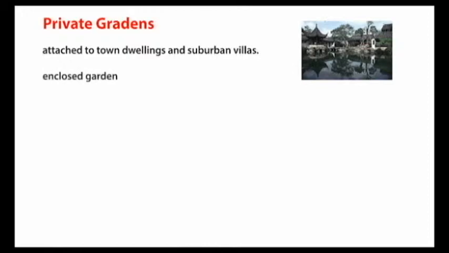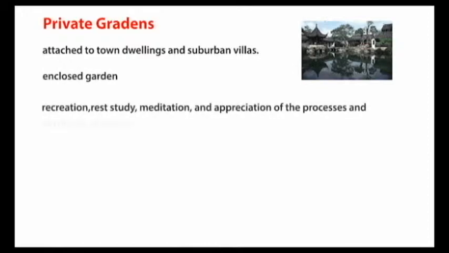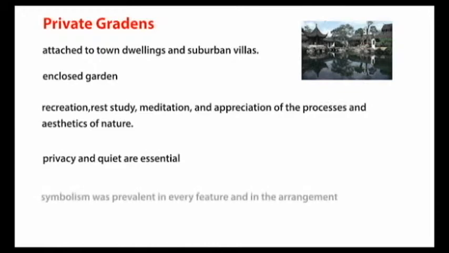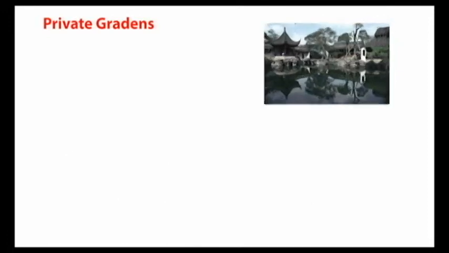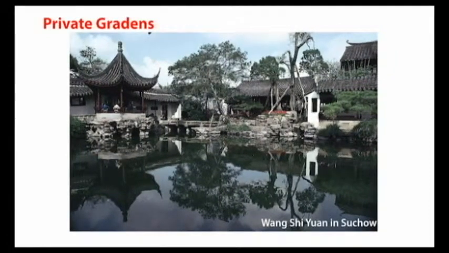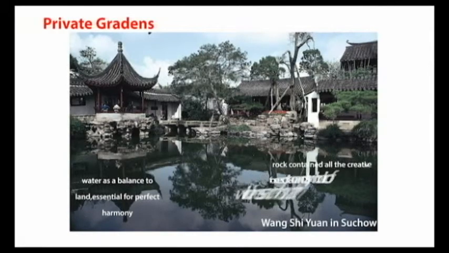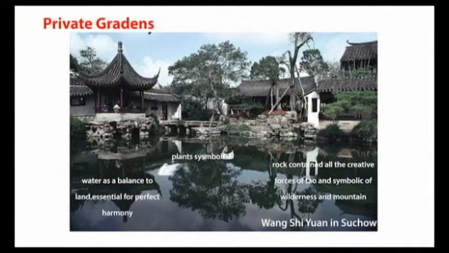It is an enclosed garden used for a variety of purposes such as recreation, rest, study, meditation, and appreciation of the processes and aesthetics of nature. Privacy and silence are essential. Symbolism was prevalent in every feature and in the arrangement. Water as a balance to land was essential for perfect harmony. Rock contained all creative forces of Tao and was symbolic of wilderness and mountain. Plants symbolize man's life in the universe.